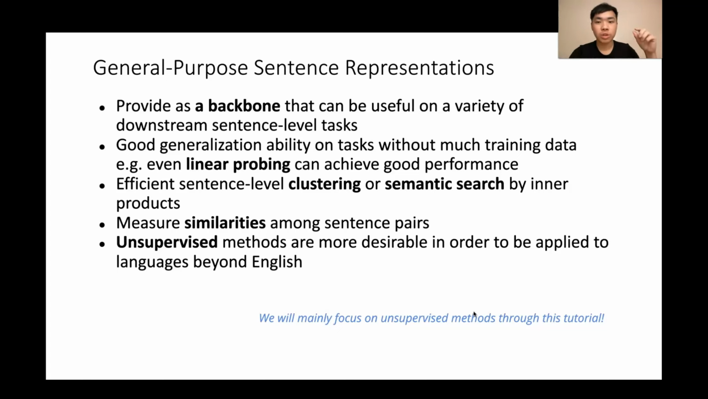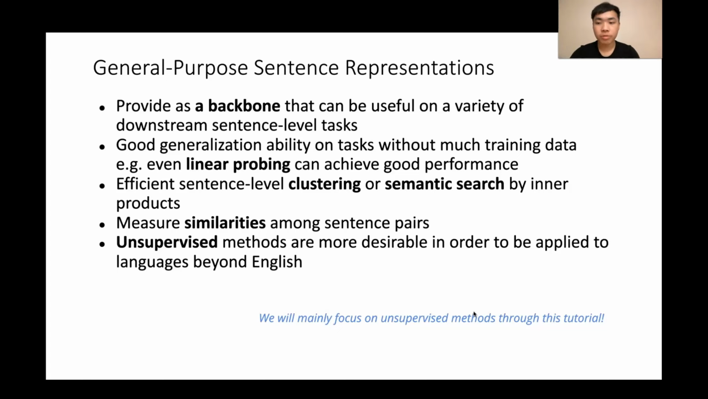We only need to train a linear layer to do a simple classification, and we can achieve good performance even without a lot of label data. Also, if we have a sentence encoder model, we can extract the sentence embedding for all the sentences in the corpus, so that we can do clustering or semantic search very easily just by inner product, because we can measure the similarity of all the possible sentence pairs very easily.